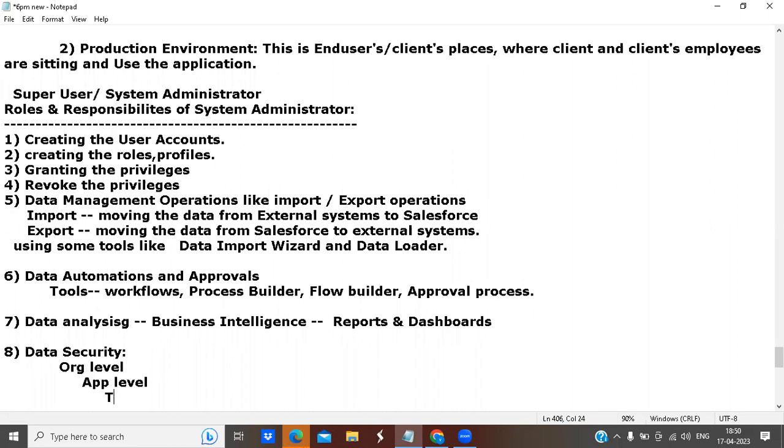So what is the use of this data analysis? To generate the reports. Those are the reports you have to submit to the high level management. Based on that only, they will take the decisions.